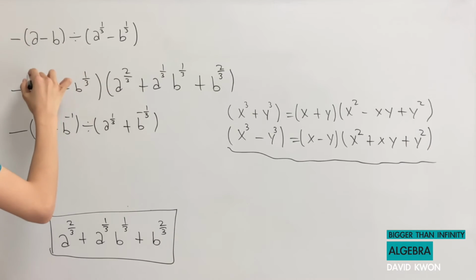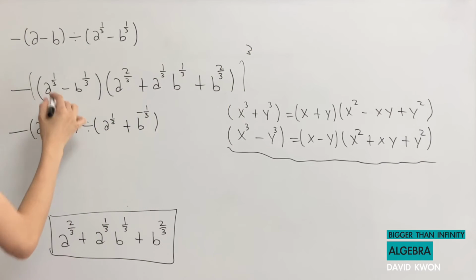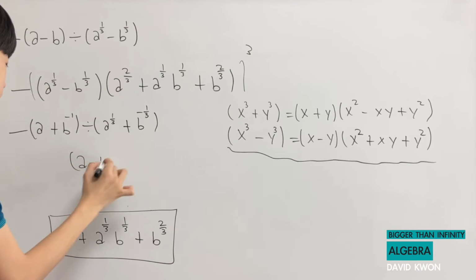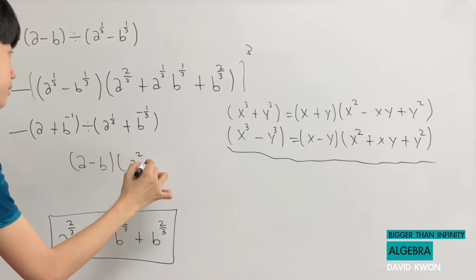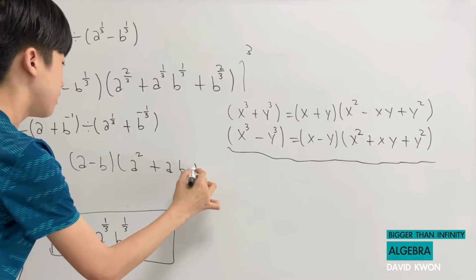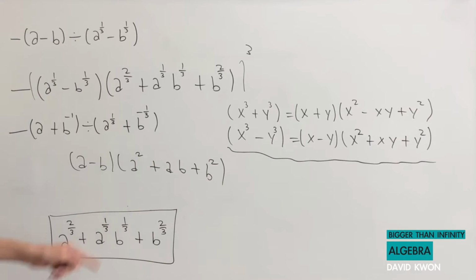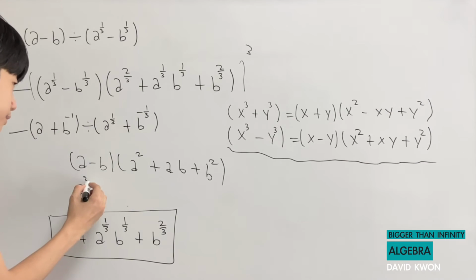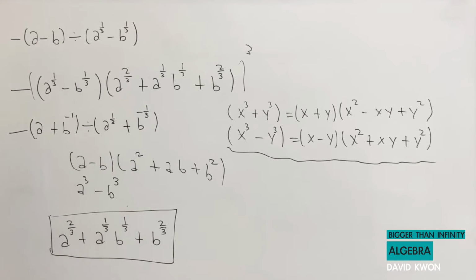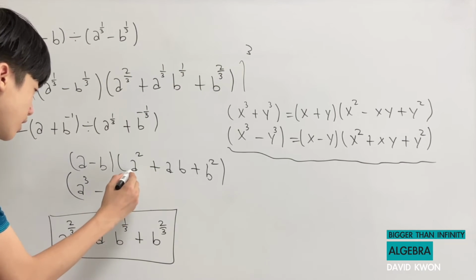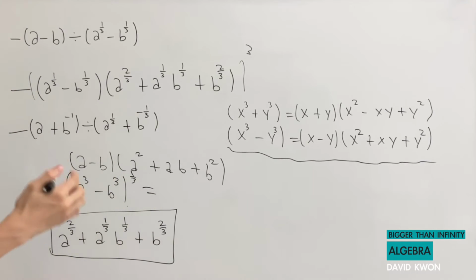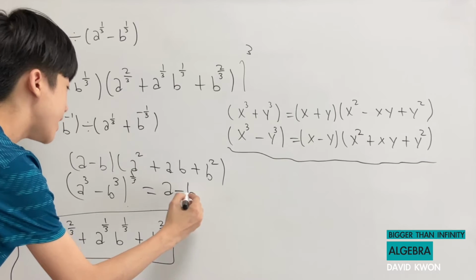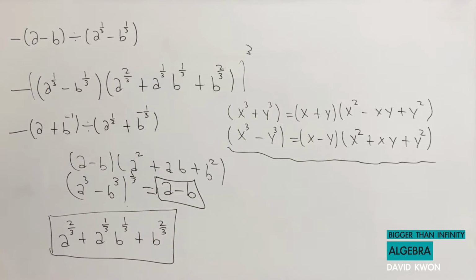Times 3 for the power. Like this. We get a minus b times a to the power of 2 plus a times b plus b to the power of 2. This is this, except x is a and y is b. So the answer is this, isn't it? A to the power of 3 minus b to the power of 3. But remember what we did. We multiplied the power by 3. So let's do the opposite to go back, which is a minus b. Awesome.